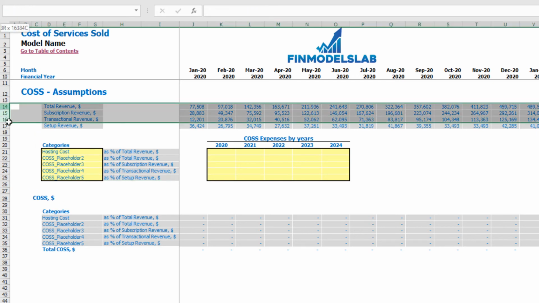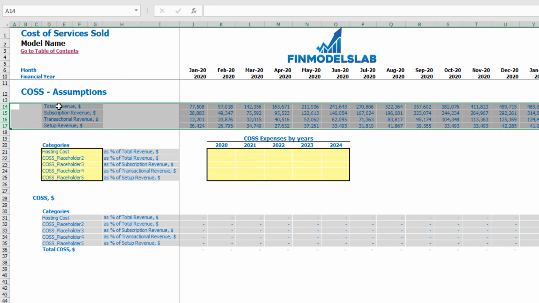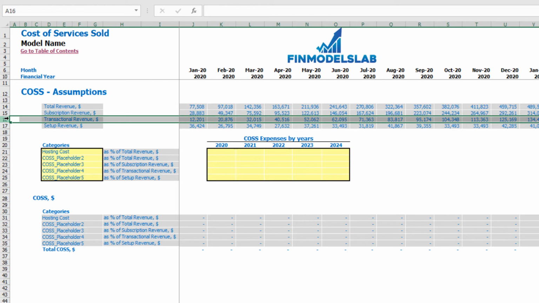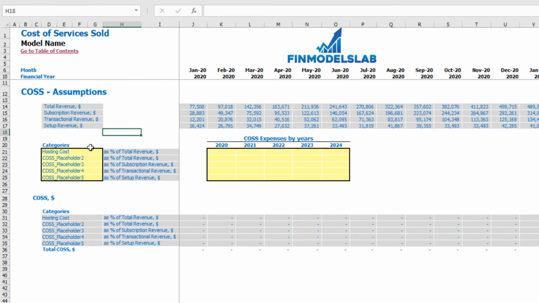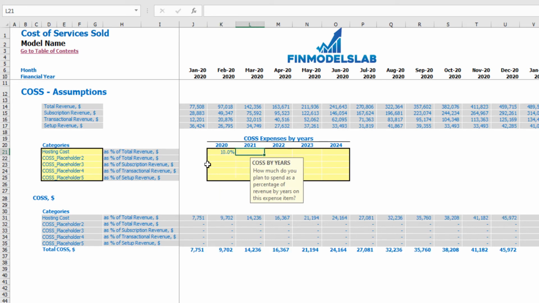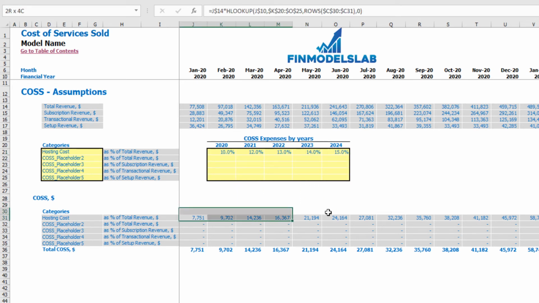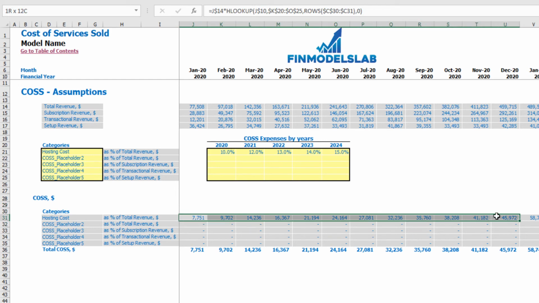On the top you have the basis of calculation, which is total revenue, and the breakdown: subscription revenue, transactional revenue, and setup revenue. So you just set up hosting cost, and we chose the basis as a percentage of total revenue. So by years we can input this amount, like 10%, 12, 13, 14, and 15. So below you may see the calculation of these line items by months.